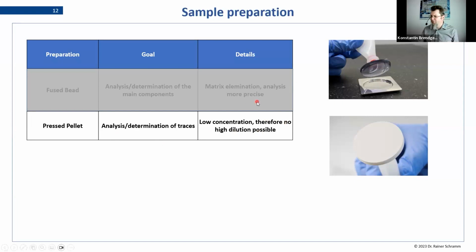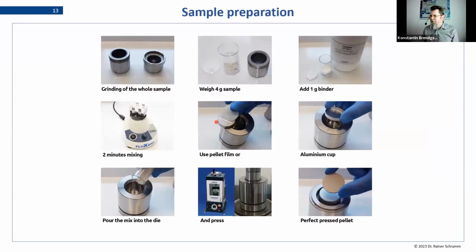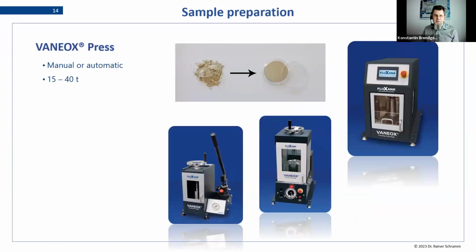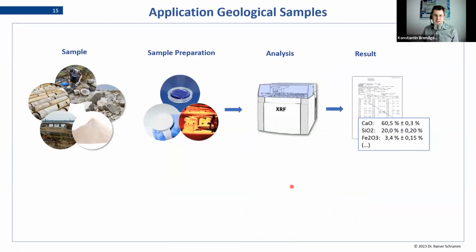To give you an idea about the amounts we are using here, a standard recipe for a fused bead is like 1 gram of sample and 8 grams of tetraborate, for example. A pressed pellet would be the other way around. We use 4 grams of sample and 1 gram of binder, for example. So again, the principle is here. If you're interested in the sample prep, there are other episodes that you can watch which go into more detail. And again, FLUXANA provides nice Vaneox presses, different models depending on how many pressed pellets you want to make.